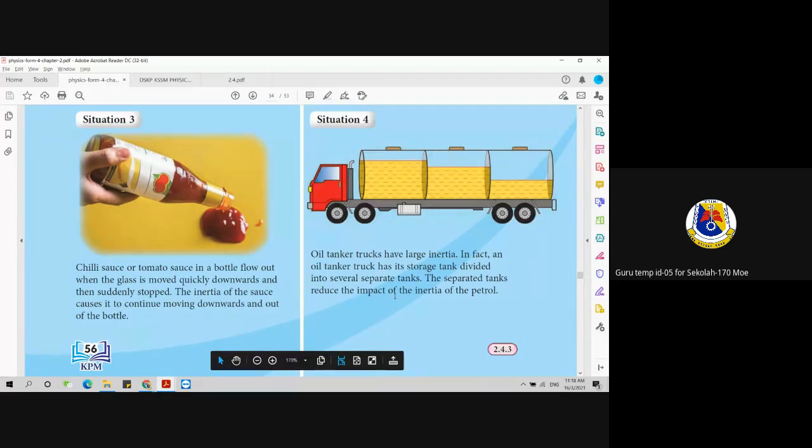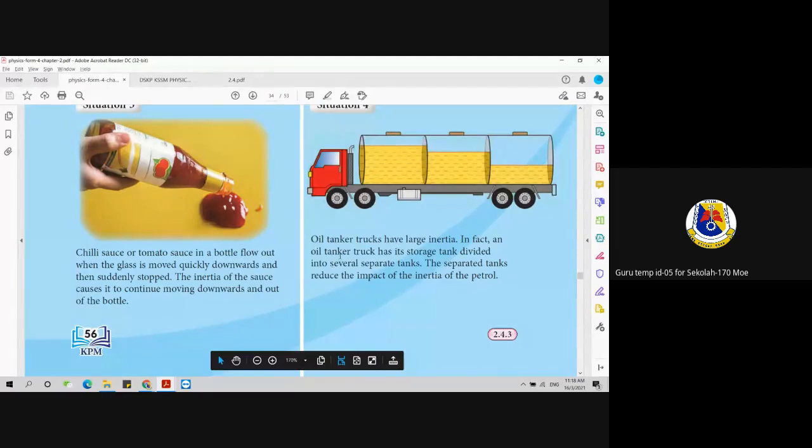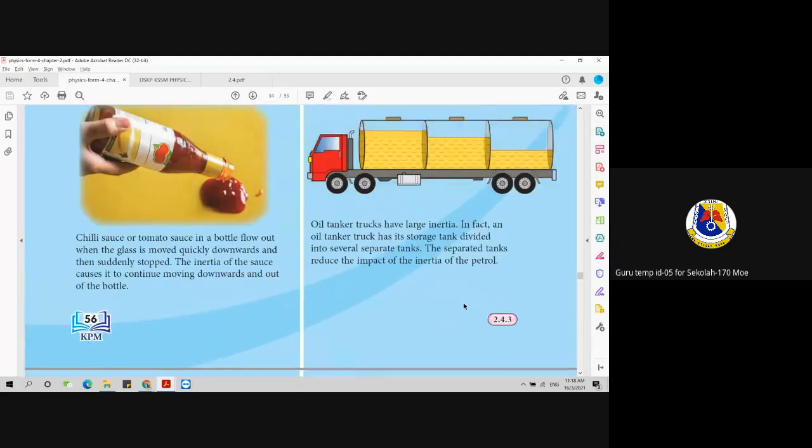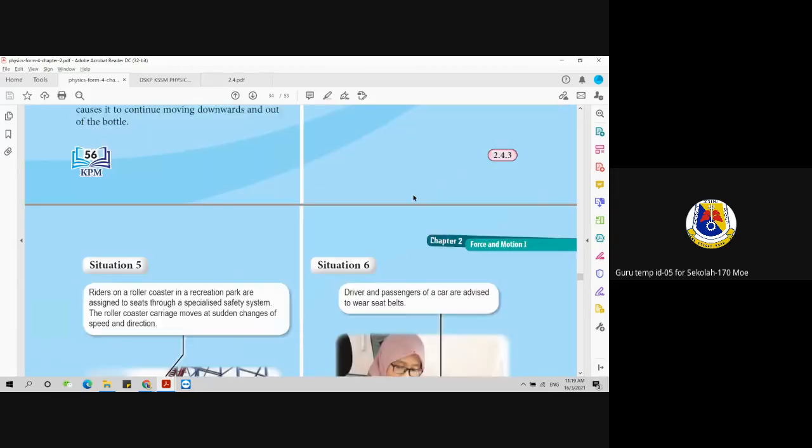The oil tanker truck has a large inertia. In fact, an oil tanker truck has its tank divided into several separate tanks. So the several separate tanks will reduce the impact of the inertia of the petrol. Why? Because the tank is separate, the mass will be separate also. So we know from the example that the greater the mass, the greater the inertia. So in the separate tanks, it will reduce the inertia, because the mass in each of the tanks is separated. If we put all together, the mass is the sum total, so it will cause a very large inertia if we don't separate it.